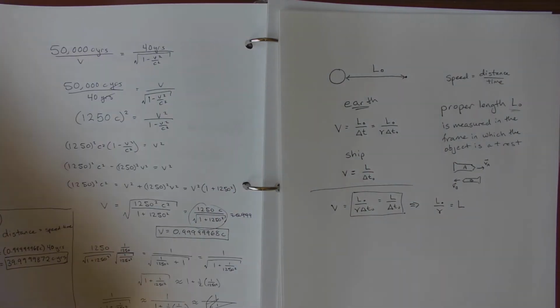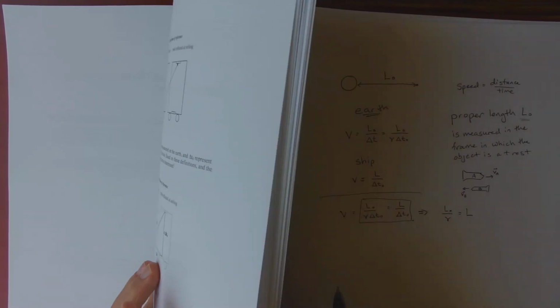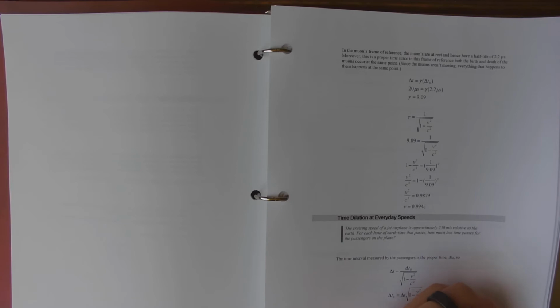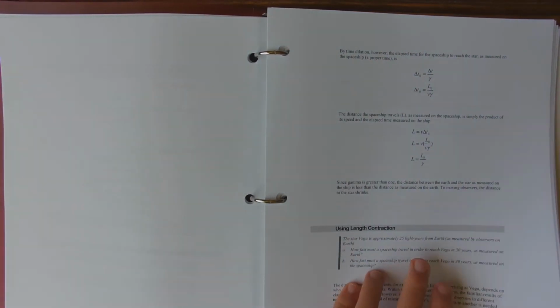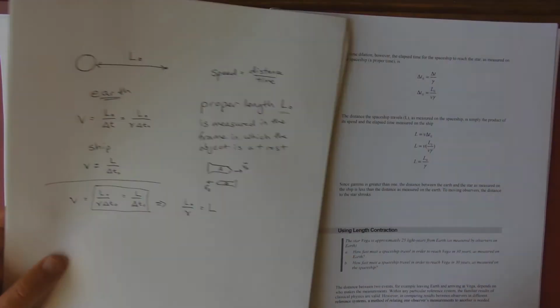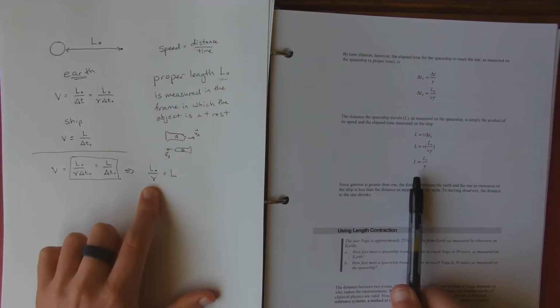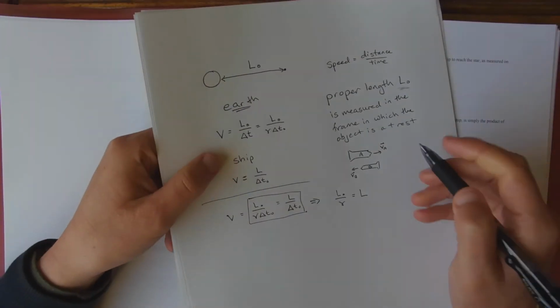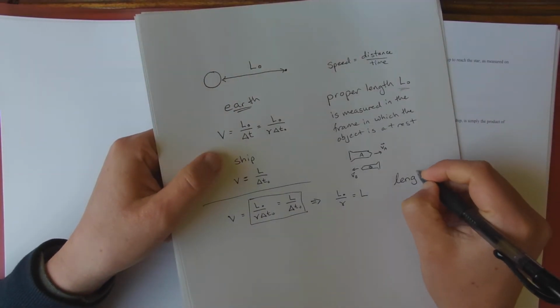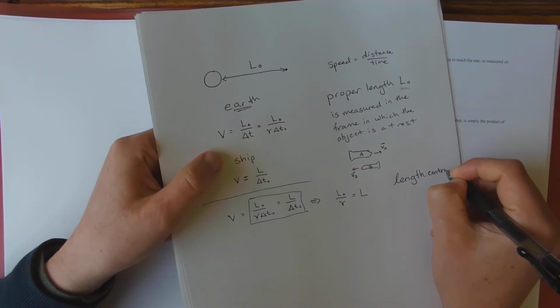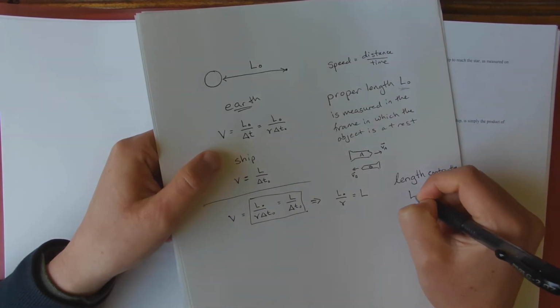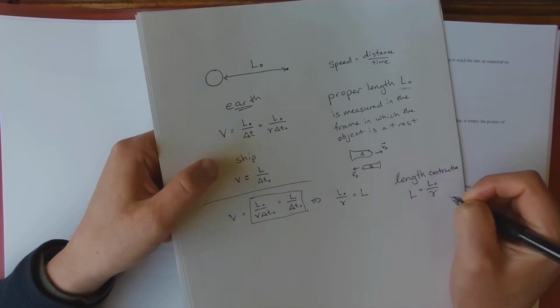And so this is what we have for length contraction, and they talk about this in the beginning of the book. After time dilation, we have length contraction. So they derive it there, and here we have our formula for length contraction. So we have L is equal to L naught divided by gamma. So suppose it would look better if I wrote it that way. For length contraction, I have L is equal to L naught over gamma.